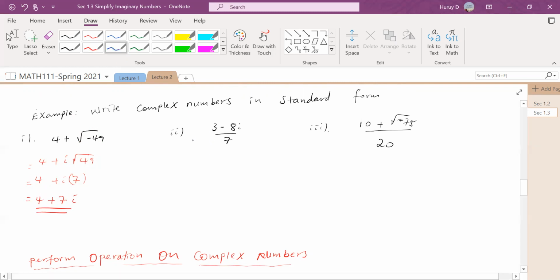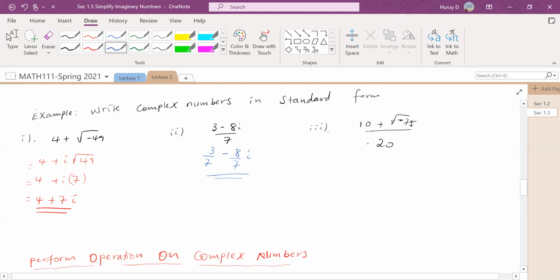And again, here we have a division. So to write this one in standard form, we don't have a square root, we already have the i, so we don't have to worry about that, but just the fraction of the number. Instead of having one denominator for both, we split the denominator, and that will be 3 over 7 minus 8 over 7 times i. And that's it, okay? Because we cannot simplify this one further.